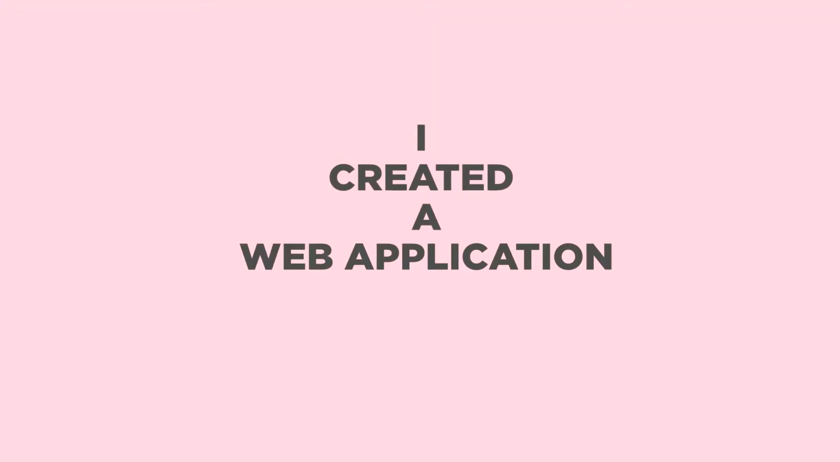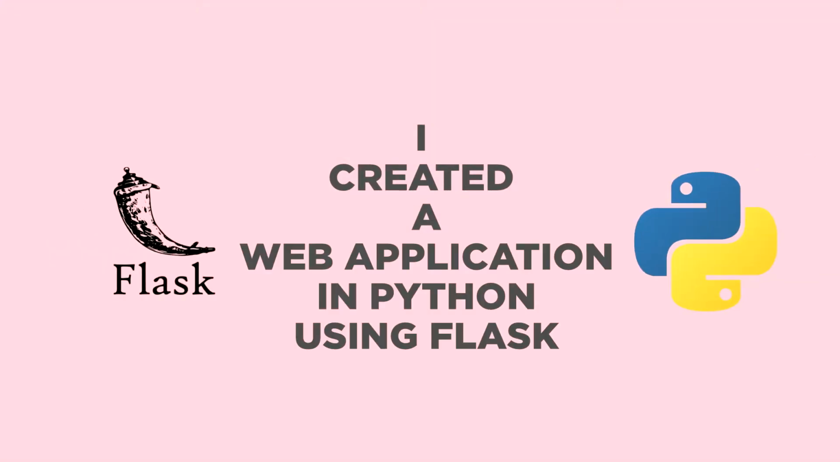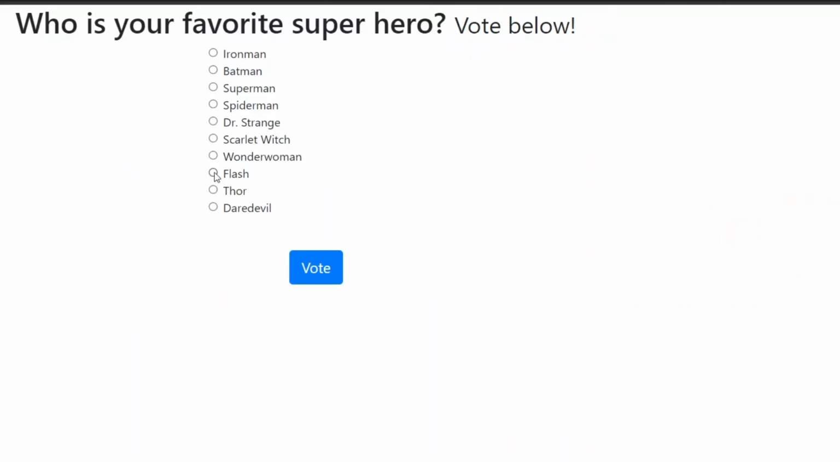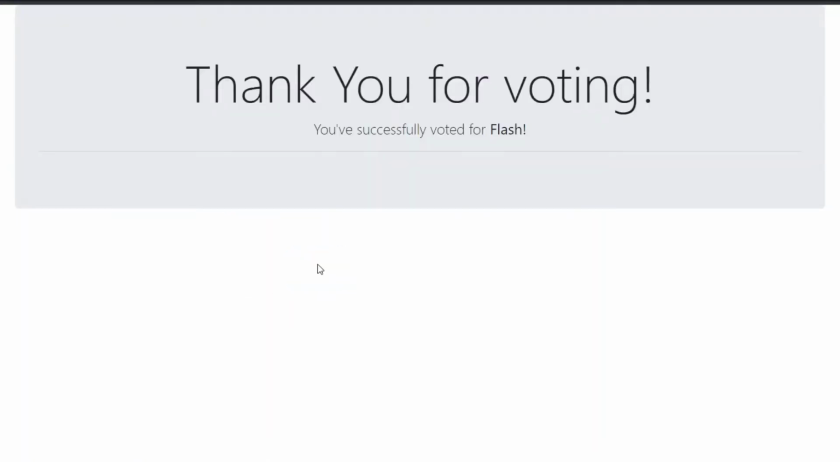I've created a sample web application of a voting system in the Flask Python framework. First, I'm going to show you how the project looks. It's a very simple one. It says, who is your favorite superhero? And it has all of these options. If I select one and click on vote, I get a different screen saying their name.